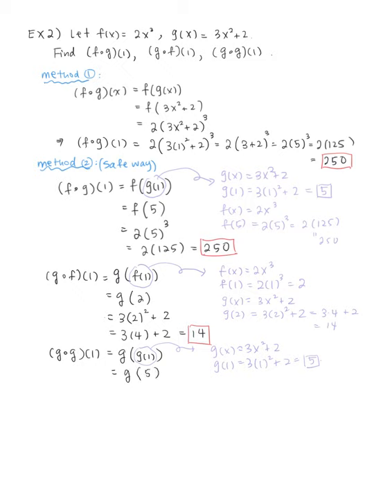Now this is telling us to compute g of 5. So in place of x, we're going to replace that x with 5. So now what we're going to get here is 3 times 5 squared plus 2, which is 3 times 25 plus 2, which is 75 plus 2. So our answer looks like it's going to be 77.